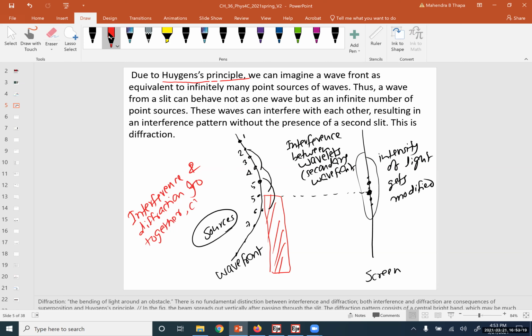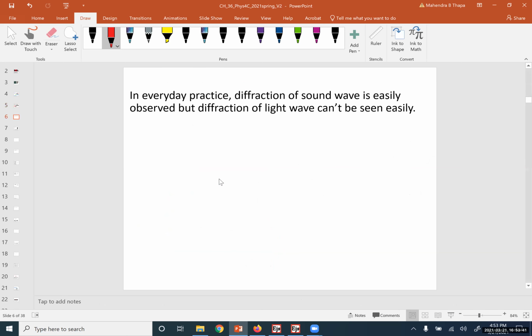And it can't be separable. So sometimes we can see the interference pattern more enforced. Sometimes we see the diffraction phenomenon more enforced. Okay, but it happens all together at the same time.